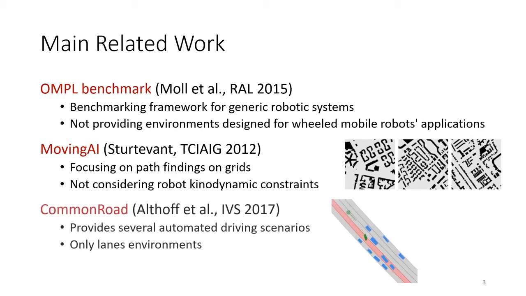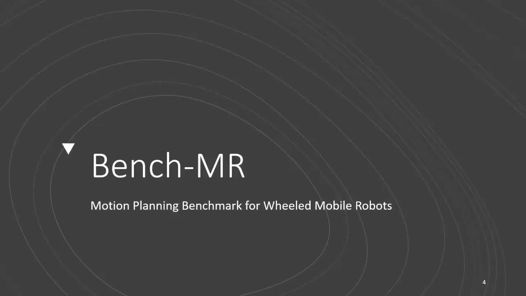The CommonRoad project provides various scenarios related to lane changing which are typically encountered in autonomous driving. Our focus is on motion planning in static environments where longer-term plans need to be found. In the following, we give an overview of BenchMR.